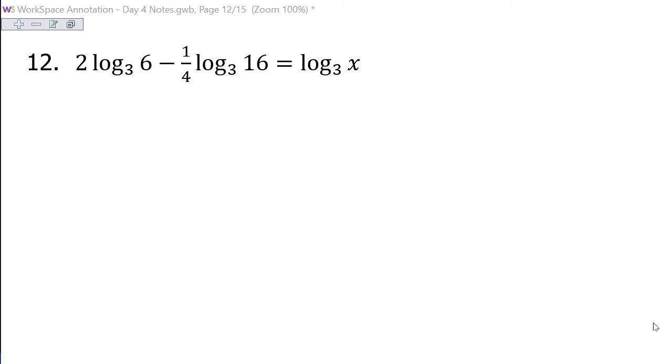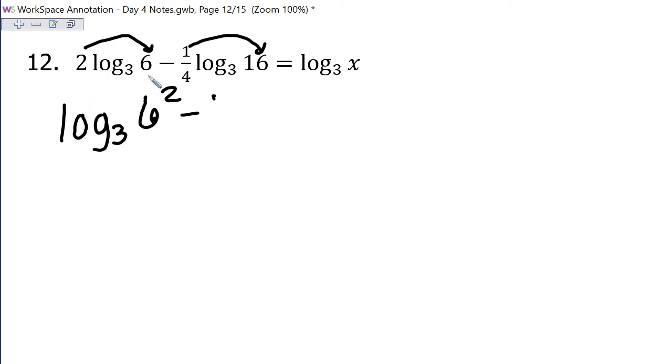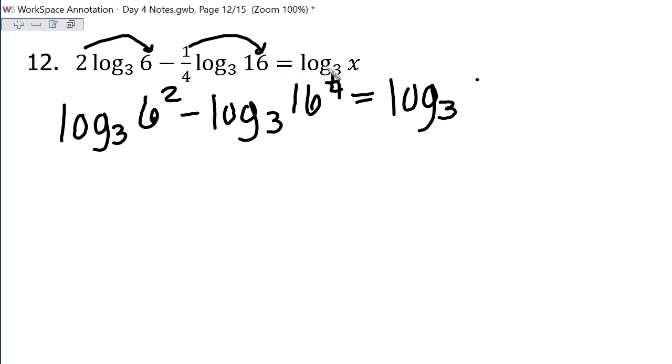Okay, get this to a single log. So the 2, put it in exponent position. 1/4, put it in exponent position. So this would be log base 3 of 6 squared minus log base 3 of 16 to the 1/4 power equals log base 3 of x.